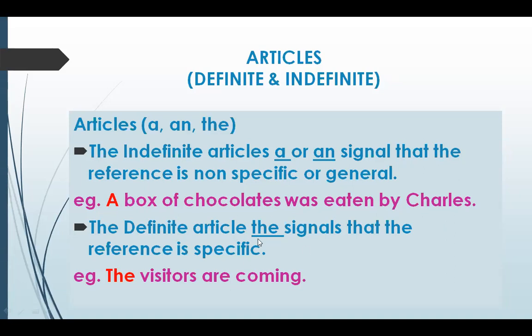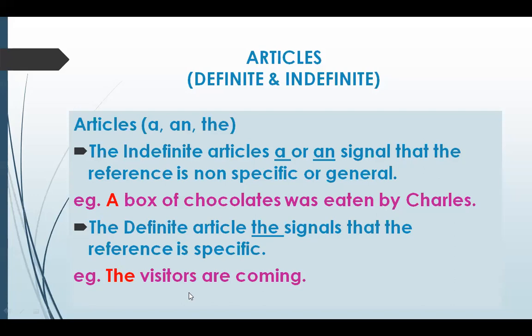But the definite article the signals that the reference is more specific. Like, the visitors are coming. That means we know about the visitors there. We know them, and that's why we are sure who are going to come. So we are particularizing the visitors. So let's understand more about these indefinite and the definite articles.